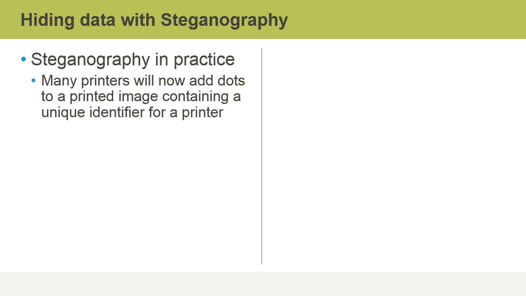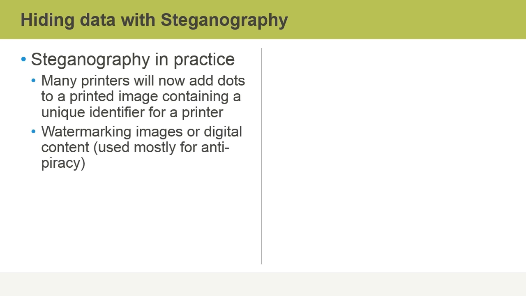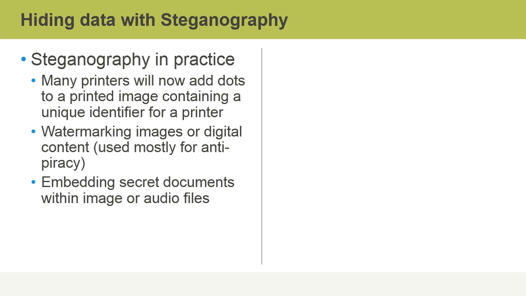Printers can add dots to a printed image that contains a unique identifier for a specific printer. Watermarking images or digital content can also be used for digital rights management. This is often done mostly for anti-piracy. Of course, we can also embed secret documents or messages within an image or an audio file, among other types of files.